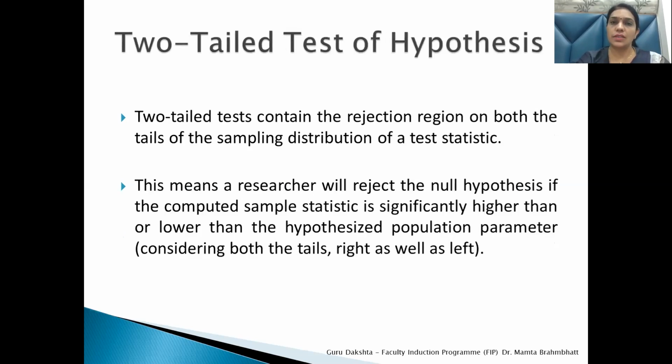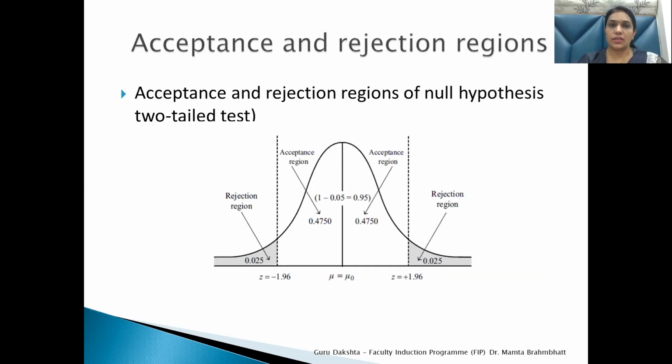Now, what is a two-tailed distribution and a one-tailed distribution? Or what is a two-tailed test of hypothesis or a one-tailed test of hypothesis? A two-tailed test contains the rejection area on both sides. So when you draw the normal distribution curve, your rejection area falls on both sides, that is the right hand side and left hand side. This means the researcher will reject the null hypothesis if the computed sample statistic is significantly higher or lower than the hypothesized population parameter, considering both tails, the right as well as the left tail of the distribution.